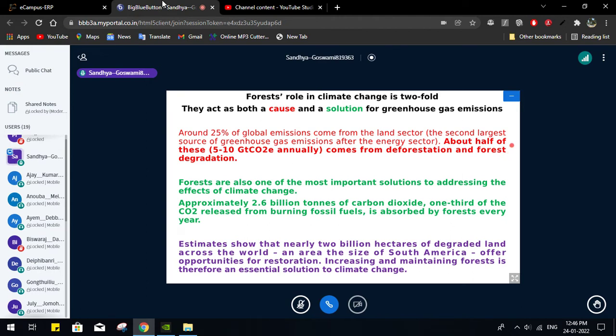But if we see it more keenly, then actually forests are not the cause, but the agency that is responsible for deforestation and forest degradation, and mostly it is humans who are responsible for this, right? But yes, from the forest, a good amount of carbon is going back to the atmosphere. Now forest is also a solution. How? Forests are also one of the most important solutions to address the effects of climate change.